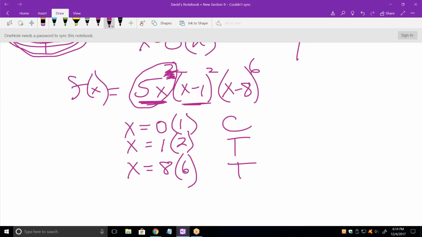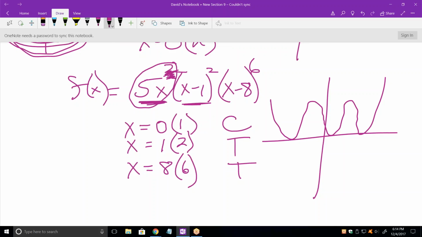A curve that was tangent might look like this. There you have 3 zeros, all of them tangents. All right.